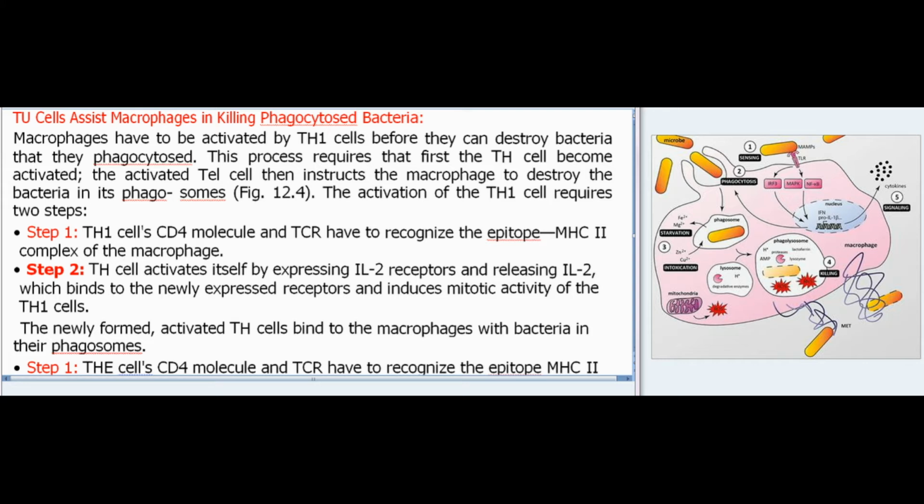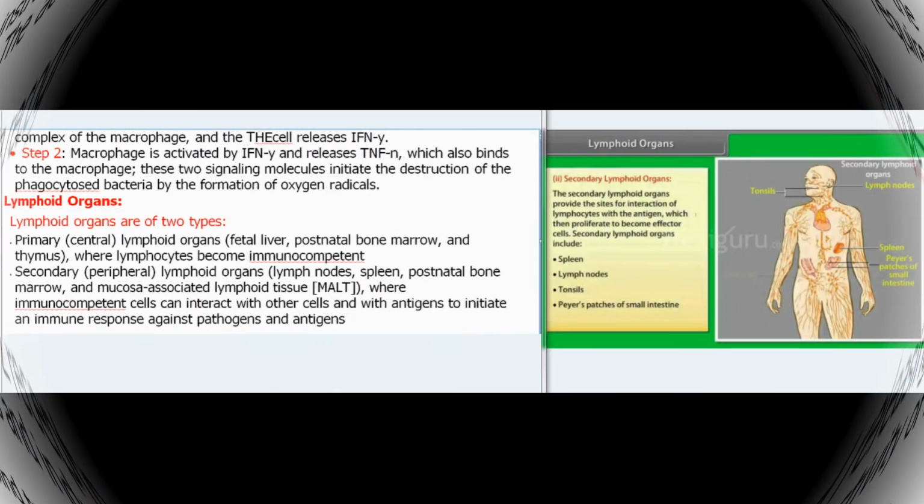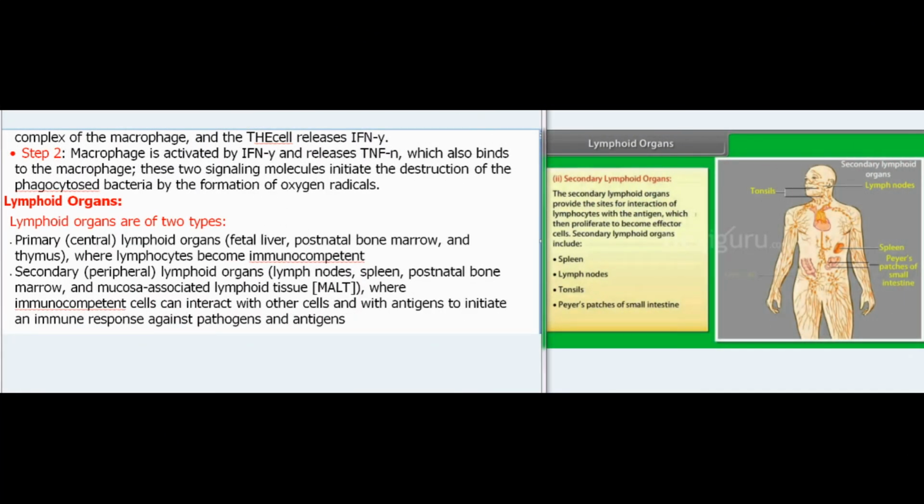The newly formed, activated Th cells bind to the macrophages with bacteria in their phagosomes. Step 1. The Th cell CD4 molecule and TCR have to recognize the epitope-MHC2 complex of the macrophage, and the Th cell releases IFN-γ. Step 2. Macrophage is activated by IFN-γ and releases TNF-α, which also binds to the macrophage. These 2 signaling molecules initiate the destruction of the phagocytosed bacteria by the formation of oxygen radicals.